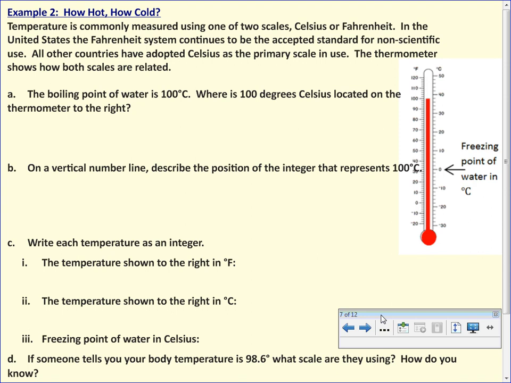Where is 100 degrees Celsius located on this thermometer to the right? Where is it?